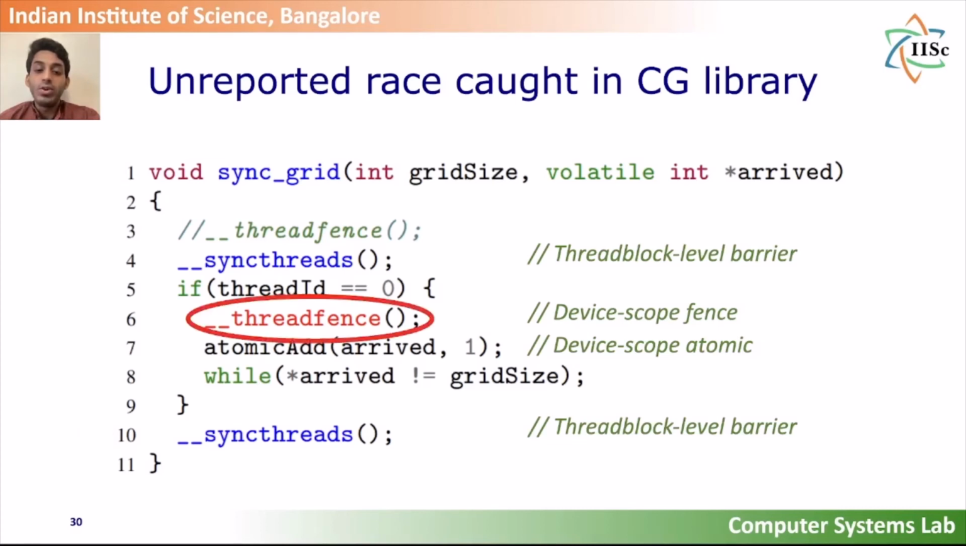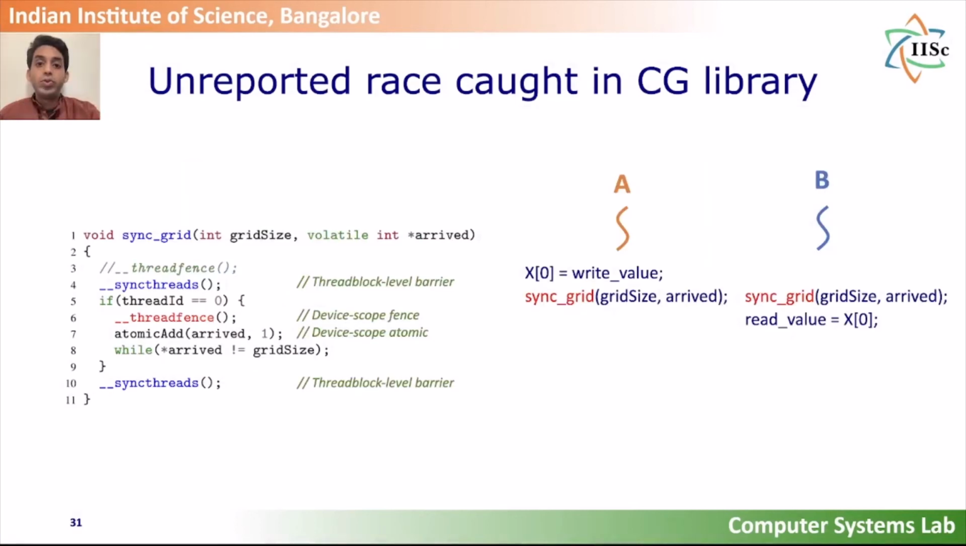Notice that the device scope fence is only executed by the leader thread of each thread block. This fence only guarantees visibility of memory accesses for the calling thread. Consider 2 threads A and B in 2 different thread blocks, neither of which are leader threads, using a common memory location to communicate, here x of 0. A safe assumption should have been that separating the write and read operations by the sync grid function would provide sufficient synchronization to avoid any races.